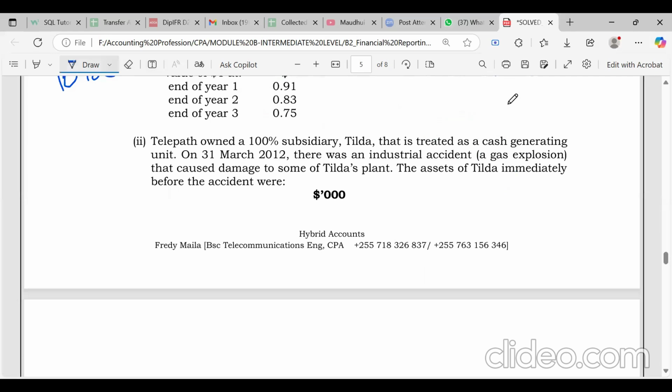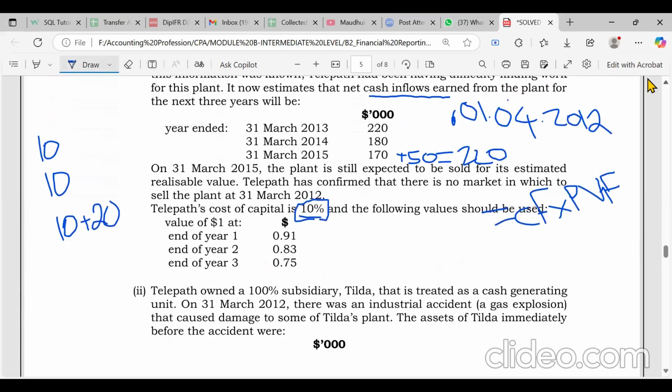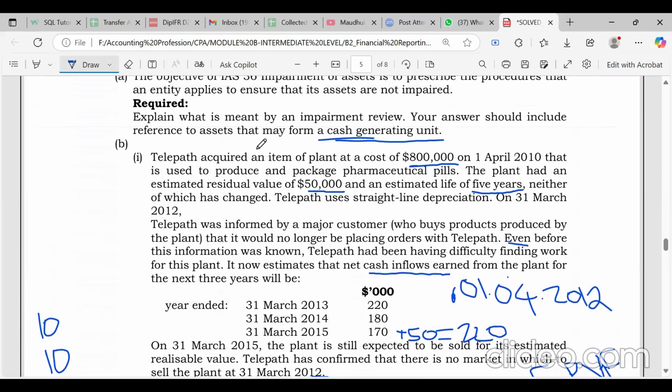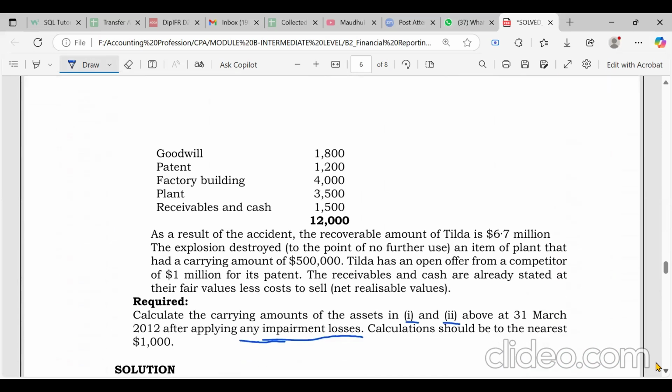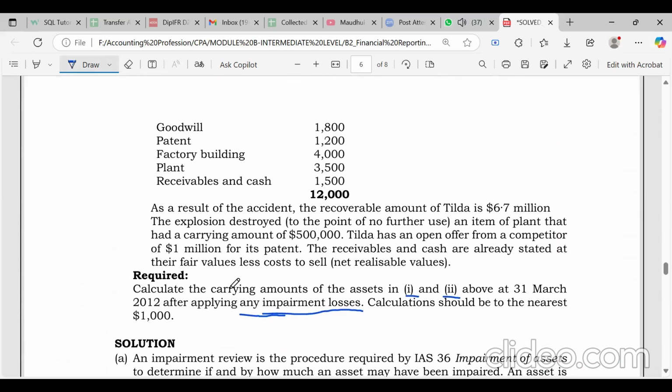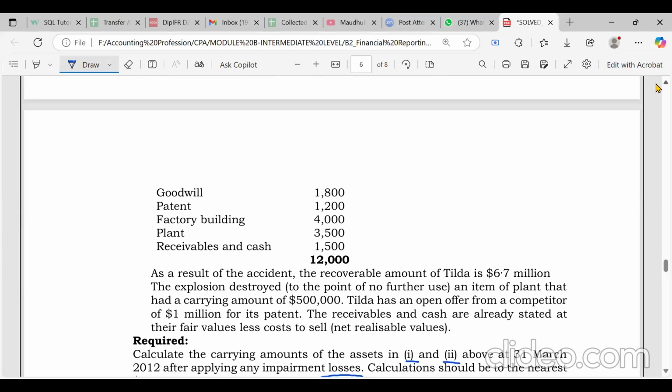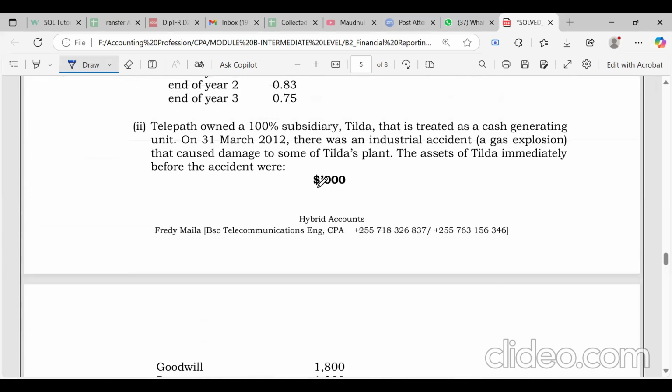Okay, now, do you remember that question that we did? It had two parts. Part one, which we did, and part two, which we left. In part two, the requirement was to calculate the carrying amount of the assets in Roman 1 and 2 above at 31st March 2012 after applying any impairment losses. The calculation should be to the nearest thousand. Of course, the first one was already in thousands, that's why it had nothing to do, and this one is also in thousands. Okay, let's read the question now.